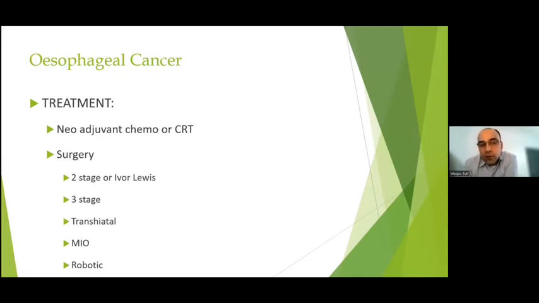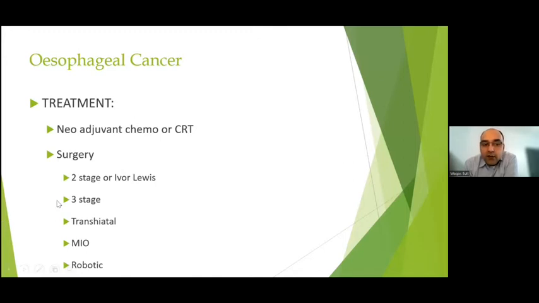Most units do it open, which involves an upper midline laparotomy and a right-sided thoracotomy through the fifth intercostal space. It can also be done with a minimally invasive approach, so hybrid, where you do laparoscopic and open chest, or totally minimally invasive, where you do laparoscopic and thoracoscopic. And more recently, some of the units have started doing robotic esophagectomies.